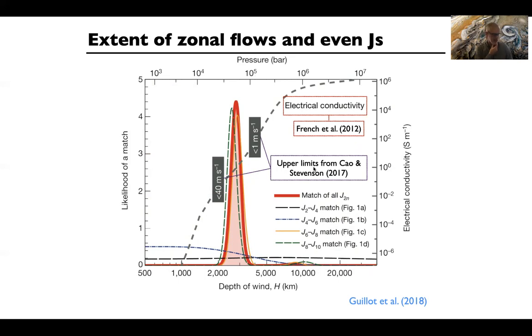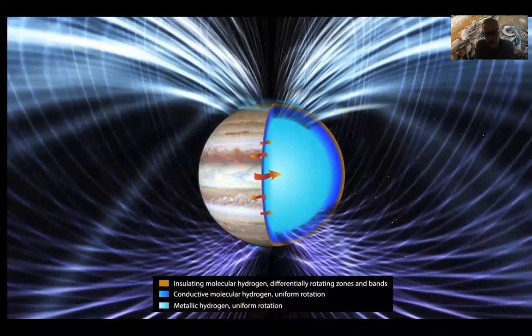So that's a limit. I mean, we can discuss whether this is a strict limit or not. There's recent work by Wisht et al. that's very interesting on that. But in any case, at some point around these levels, remember the electrical conductivity is increasing by orders of magnitude. We have to decrease the differential flow and be close to uniform rotation. And indeed, this is what we're finding.